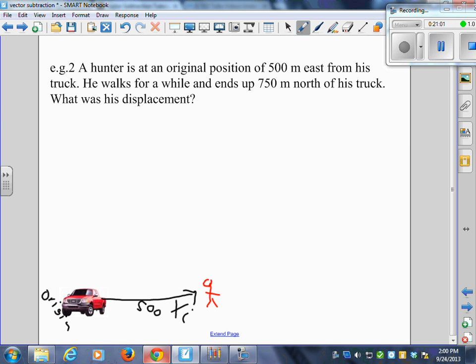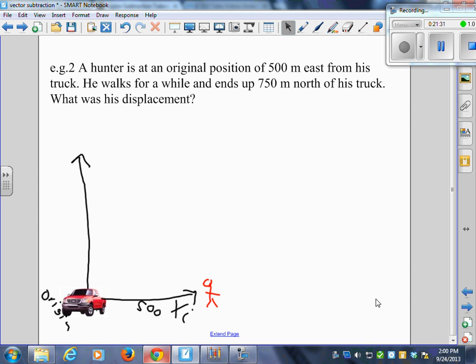Okay, where is he at the end of this? 750 meters north of his truck. Like up here? North of the truck. Do I draw an arrow from his truck up there? Does he go from the truck to there? No, that's not what that shows. It is a position vector. It shows where he is in relation to the truck.